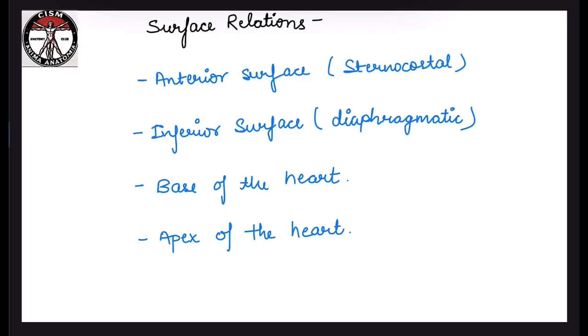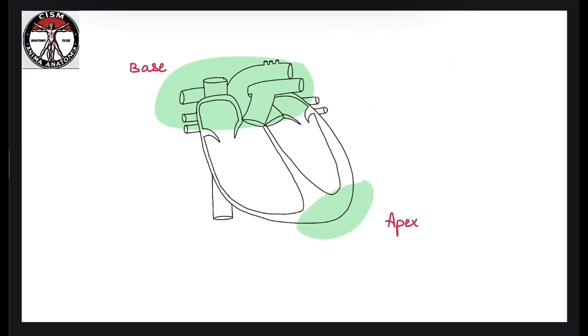So guys, one more point: the pericardium's apex is on the superior side and the base is on the inferior side, but it is just opposite for the heart. In the heart, the apex is on the inferior side, whereas the base is on the superior side. Let me show you in a diagram. Here, the base is on the superior side and the apex is on the inferior side.